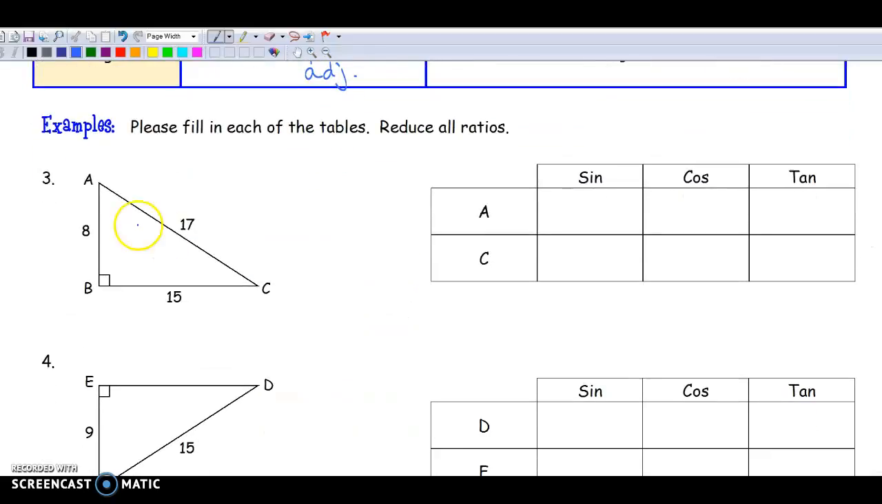So in this problem here, we've got these three sides, 8, 15, and 17. And we're going to be finding the sine, cosine, tangent of angle A.